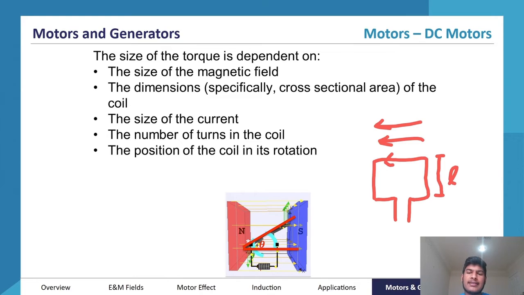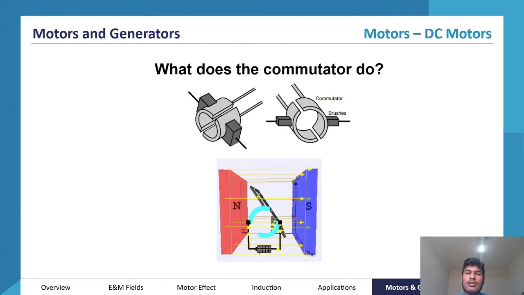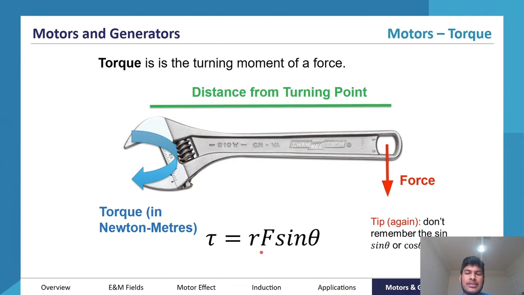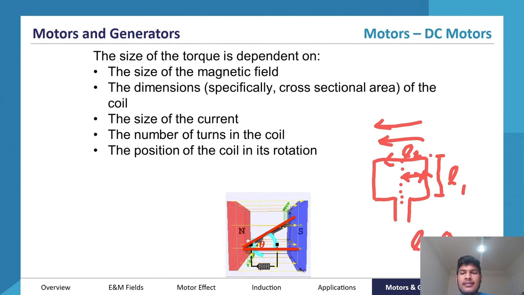But the reason why this length here is important, so if I call this L1, the reason why L2 is important is because if L2 is greater, that increases the distance of this conductor from the center point. And remember, torque increases with greater distance from the center point. So the greater L2, the greater the torque. And so increasing L1 and increasing L2 increases the actual torque. And so increasing the area, which is dependent on L1 and L2, increases the torque.